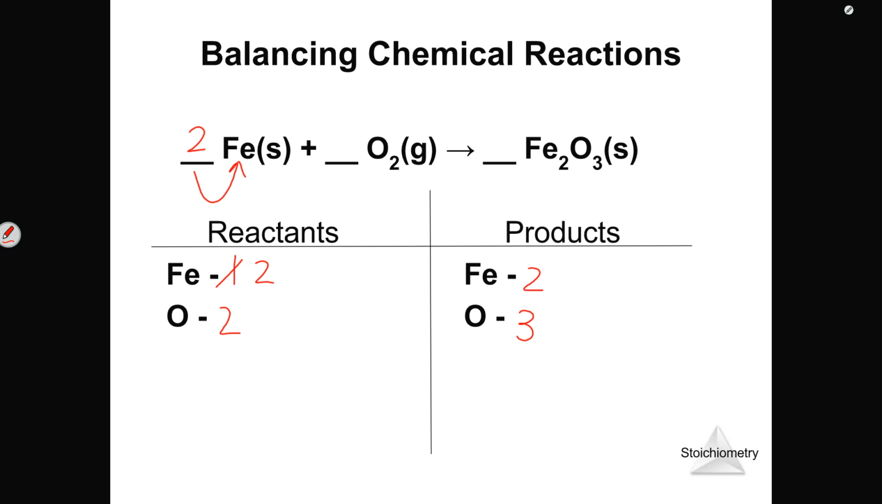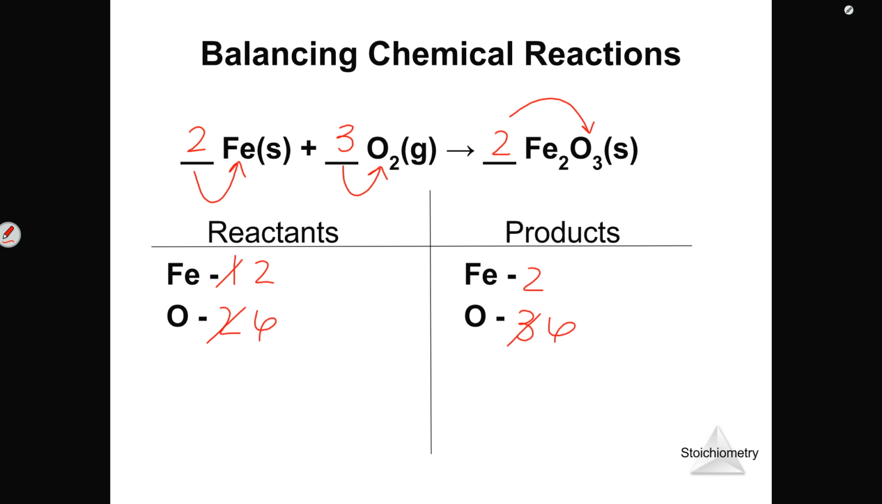Next, I'm going to go to my oxygen. I have 2 and 3, so I need to find a common multiple. So my lowest common multiple for 2 and 3 is going to be 6. So to turn my 2 oxygen into 6, I'm going to multiply by 3. I'm going to put 3 in front of my oxygen and change my count to 6. I'm doing the same thing on the other side. I'm going to multiply by 2 to get 6. I'm going to put a 2 in front of my oxygen on the product side, which changes that to 6.